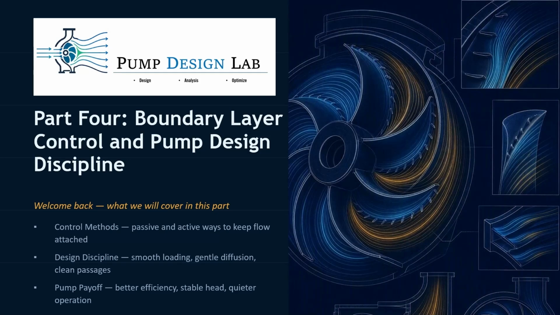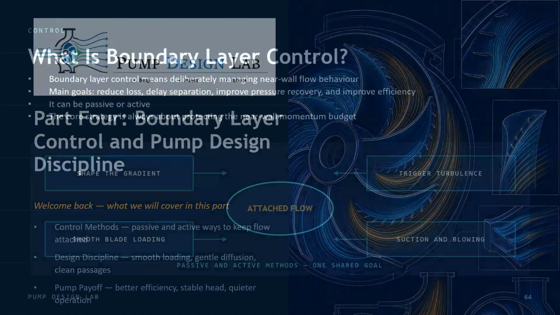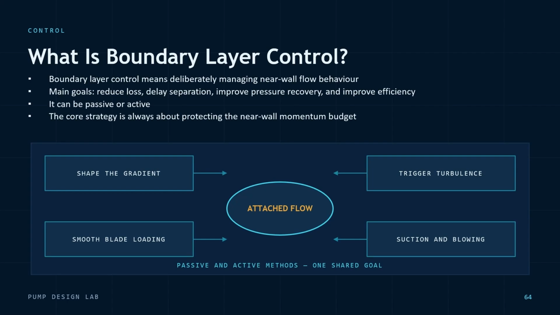What is boundary layer control? Boundary layer control means deliberately managing the near wall flow so that it remains efficient and attached. The aims are to reduce friction losses, delay separation, improve pressure recovery, and reduce unsteadiness. Some methods are passive and come from geometry. Others are active and use added energy, suction, or injective flow. Although many control techniques exist, they all follow two simple strategies.